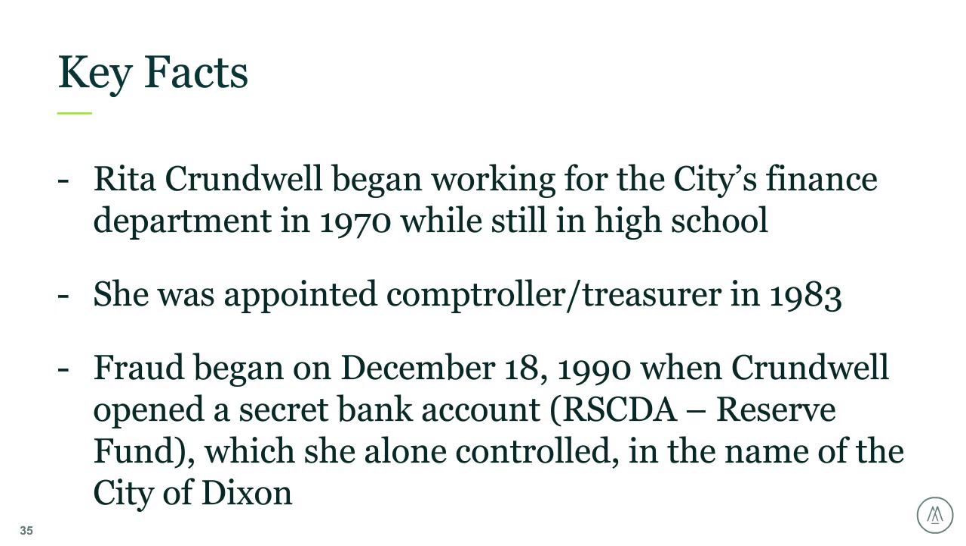So Rita Crundwell began working for the City of Dixon's finance department back in 1970 while she was still in high school. She was appointed the comptroller treasurer in 1983, and the fraud began in December of 1990 when Rita opened a secret bank account which she alone controlled. The city of Dixon had 6 authentic bank accounts established for general and special purposes, plus the 7th fraudulent account created by Rita. This bank account was short for Reserve Sewer Capital Development Account, RSCDA.